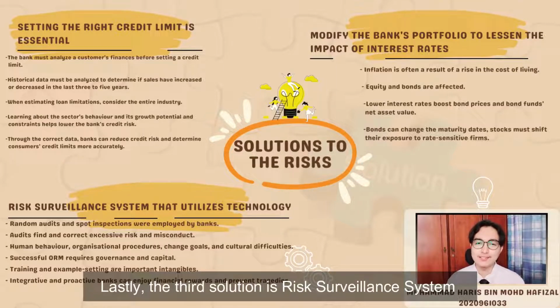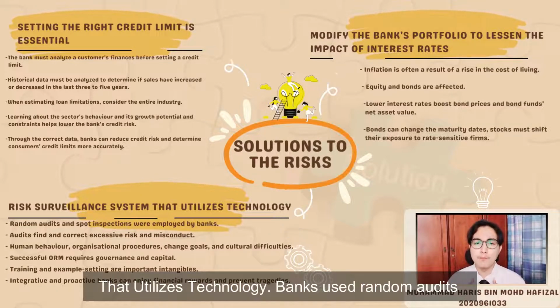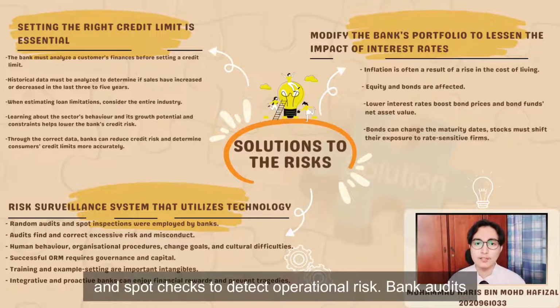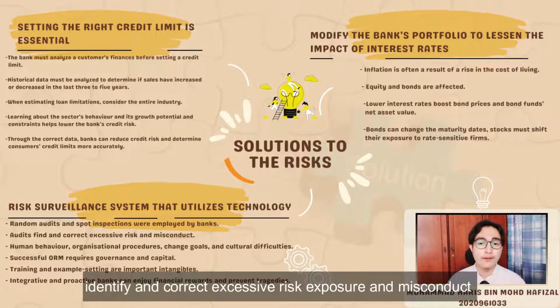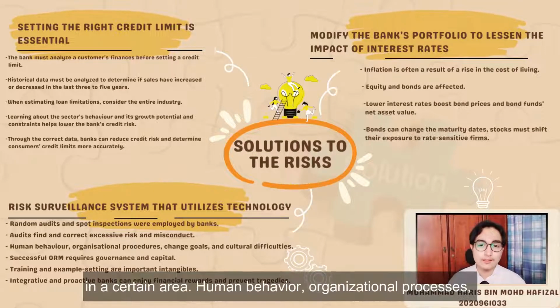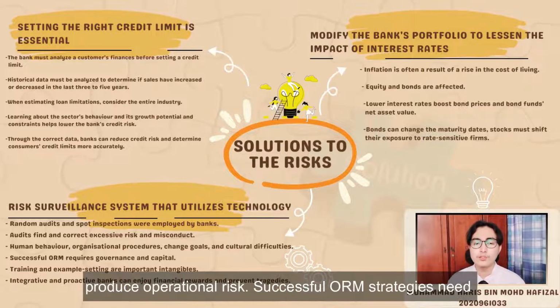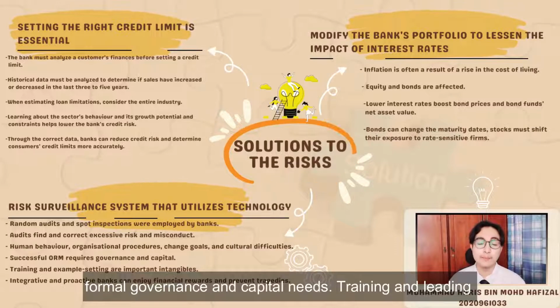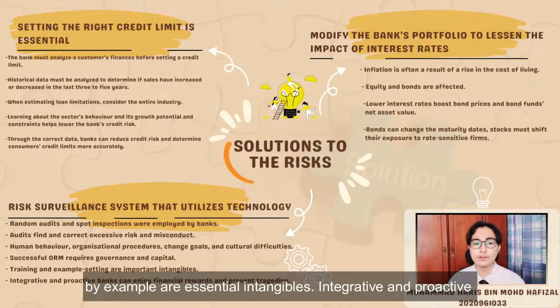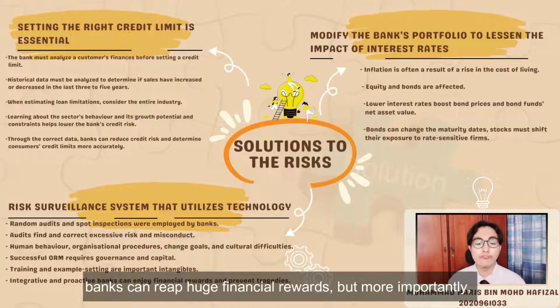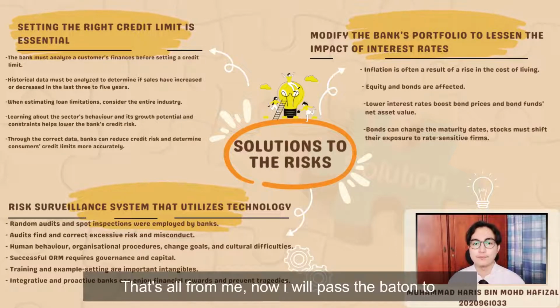Lastly, the third solution is a risk surveillance system that utilizes technology. Banks used random audits and spot checks to detect operational risk. Bank audits identify and correct excessive risk exposure and misconduct in a certain area. Human behavior, organizational processes, changing objectives, and cultural issues are intertwined and produce operational risk. Successful ORM strategies need formal governance and capital needs. Training and leading by example are essential intangibles. Integrative and proactive banks can reap huge financial rewards, but more importantly, they can prevent long-lasting calamities. That's all from me.